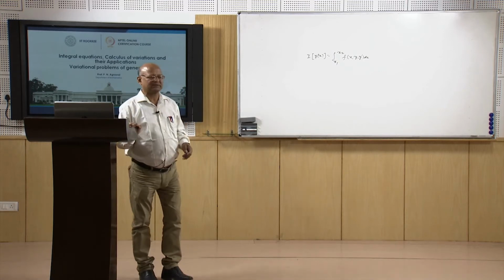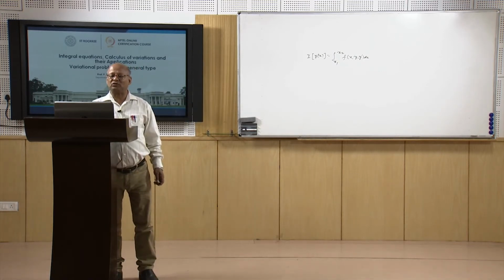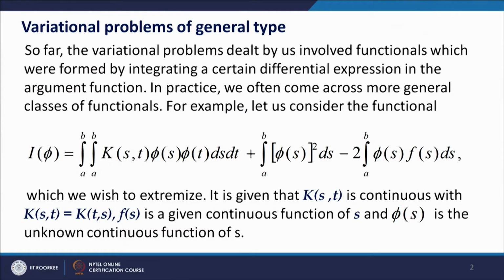For example, let us consider the functional I of phi equal to the integral from a to b of K(s,t) phi(s) phi(t) ds dt plus the integral from a to b of phi(s) whole square ds minus 2 times the integral from a to b of phi(s) f(s) ds, which we wish to extremize. It is given to us that the function K(s,t) is a continuous function with the property of symmetry, that is K(s,t) is equal to K(t,s), and f(s) is a given continuous function of s. Phi(s) is the unknown continuous function of s.